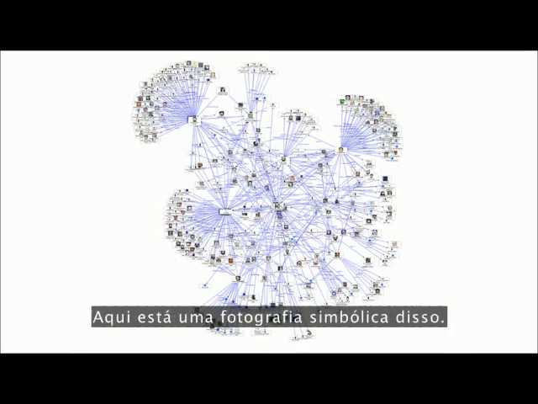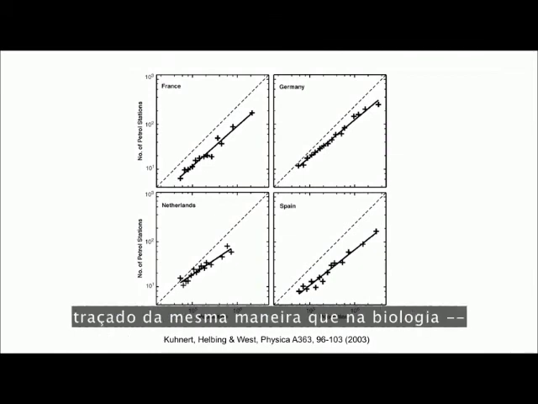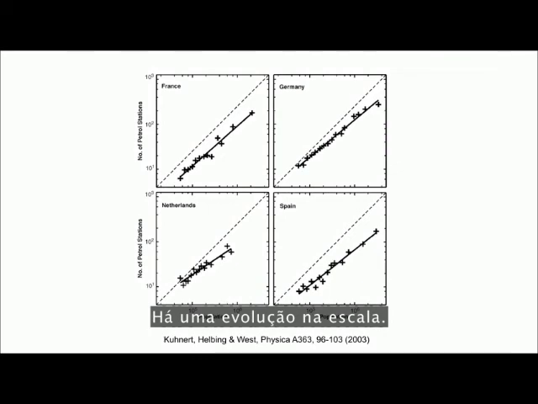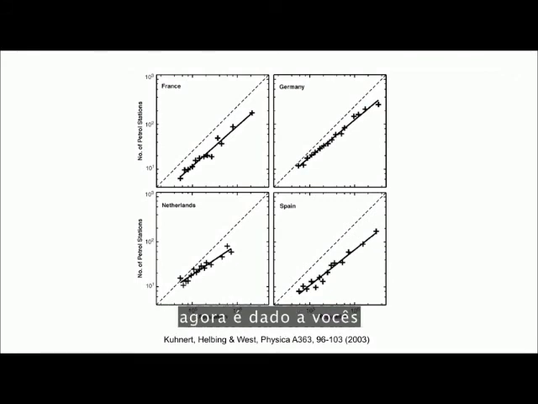Here's just a symbolic picture of that. And here's scaling of cities. This shows that in this very simple example, which happens to be a mundane example of number of petrol stations as a function of size plotted in the same way as the biology, you see exactly the same kind of thing. There is a scaling. That is that the number of petrol stations in a city is now given to you when you tell me its size.